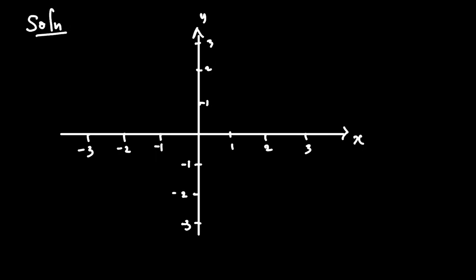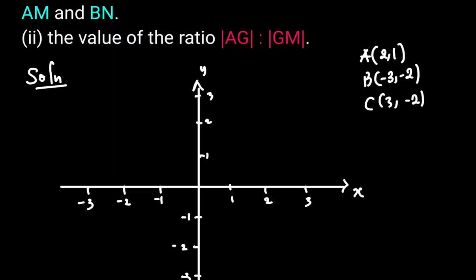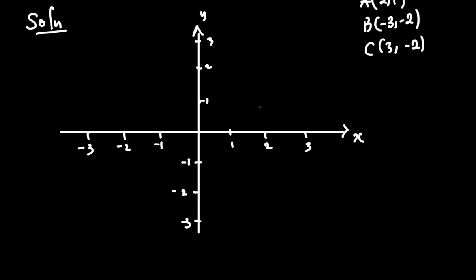Now, point A has been given to us, so we will not forget, A is (2, 1). Then we have B as (-3, -2), and C as (3, -2). Let's start with point A, (2, 1). Let's say this is where (2, 1) is, so we have it here. Then point B is (-3, -2), so let's say we have it around this place. Then the last one is (3, -2), which we should have around this point.